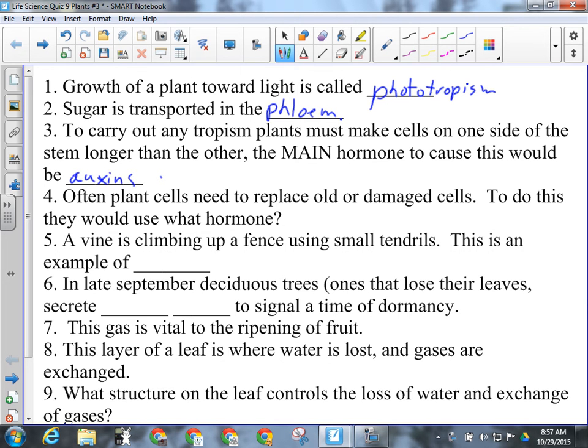Often plant cells need to replace older damaged cells. To do this, they would use cytokinins. A vine is climbing up a fence using small tendrils. This is an example of thigmotropism.